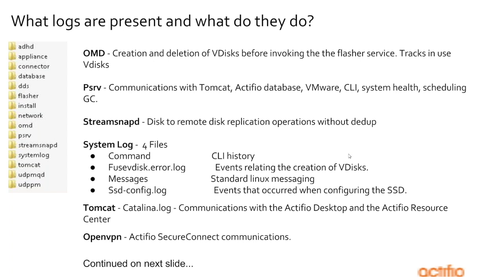We have the command log, which is the CLI history, the same output that you would get if you ran history on a Unix machine. We've got the fuse disk error log. So if we were trying to create a staging disk out of your set of M disks, and it does result in an error, those errors with more specific output like UUIDs, paths, will be called out in the fuse disk error log.